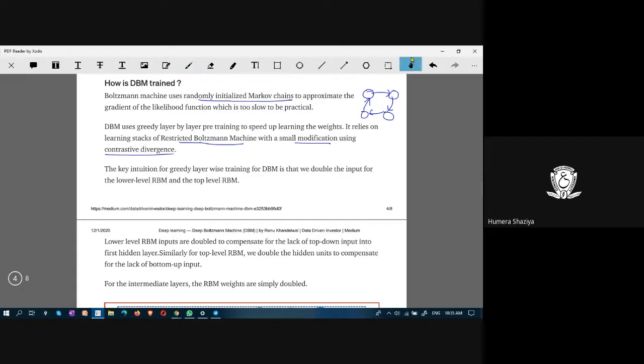I recall that RBM was trained by using an algorithm known as contrastive divergence. This contrastive divergence algorithm has been modified a little bit to train DBM, deep Boltzmann machine.